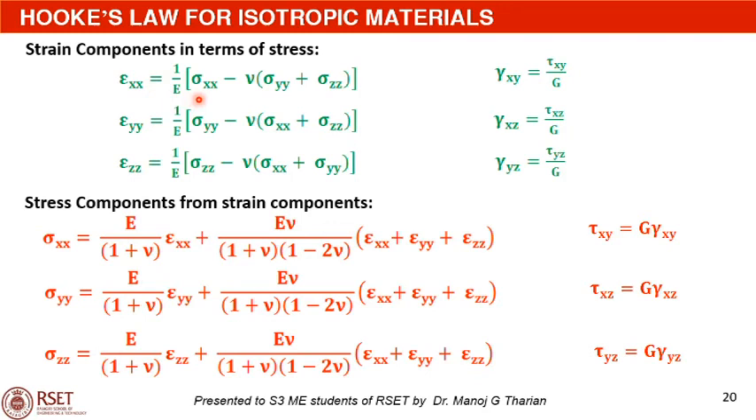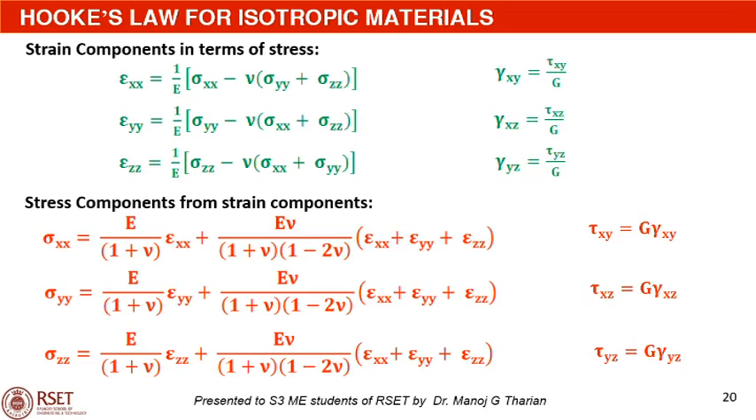The expressions for strain components in terms of stress are: linear strain epsilon xx is equal to 1 by E into sigma x minus nu into sigma y plus sigma z. Similarly, this is the expression for linear strain epsilon y and the expression for the linear strain epsilon z. Also, the expression for shear strain gamma xy is equal to tau xy by G, where G is the modulus of rigidity or the shear modulus. Gamma xz is equal to tau xz by G and gamma yz is equal to tau yz by G.